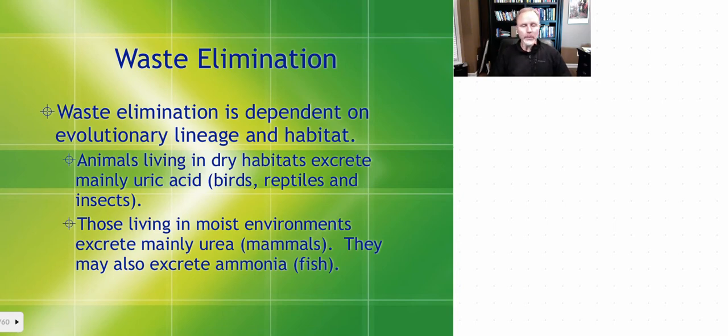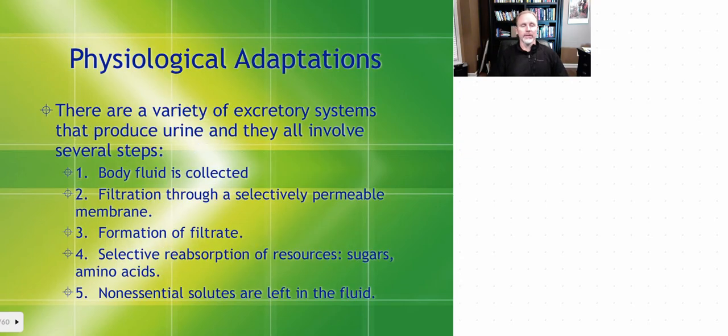And other types of animals that live in a really moist environment or have ample access to water are going to secrete their waste product in the form of urea, and then aquatic types of organisms that live in water are going to get rid of it in ammonia.